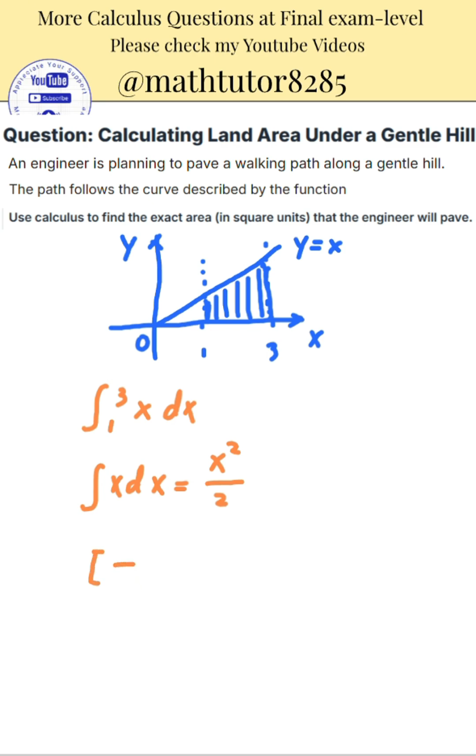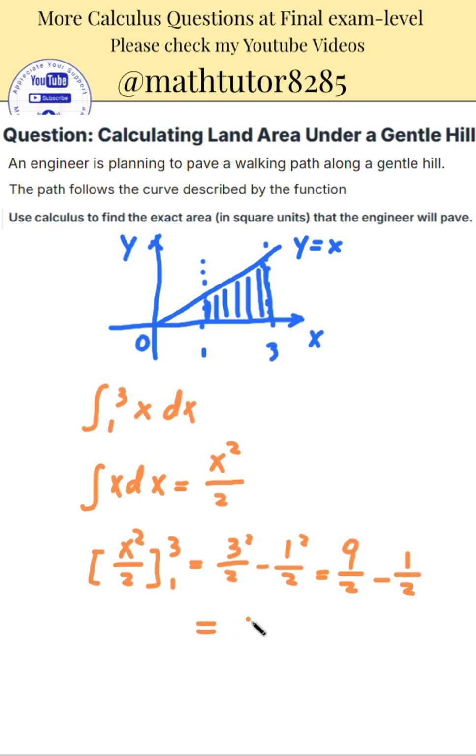Next step is to plug in the limits. Now we take the result, which is x squared over 2, and evaluate it at the two boundary points. First, plug in the upper limit, which is x equals 3. 3 squared is 9, and 9 divided by 2 is 4.5. Next, plug in the lower limit, which is x equals 1. 1 squared is 1, and 1 divided by 2 is 0.5.